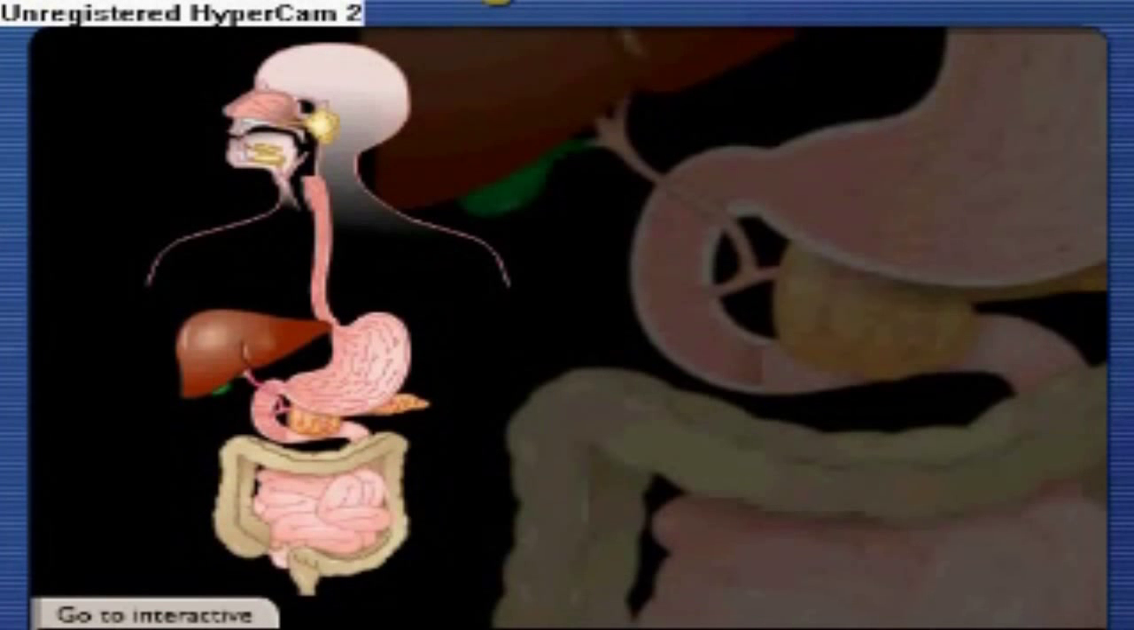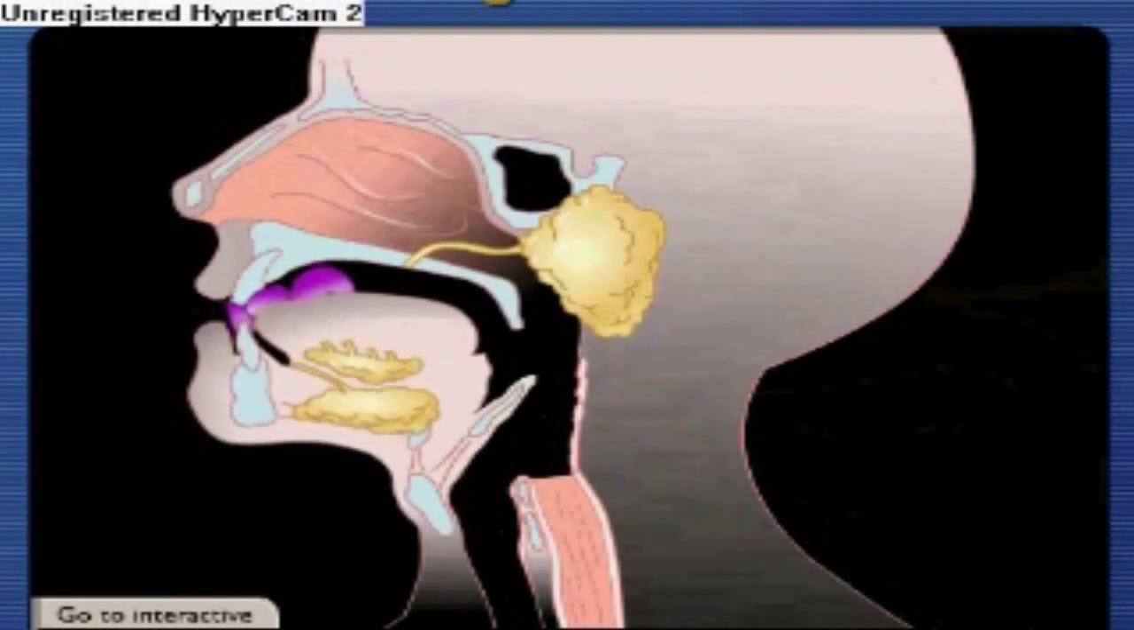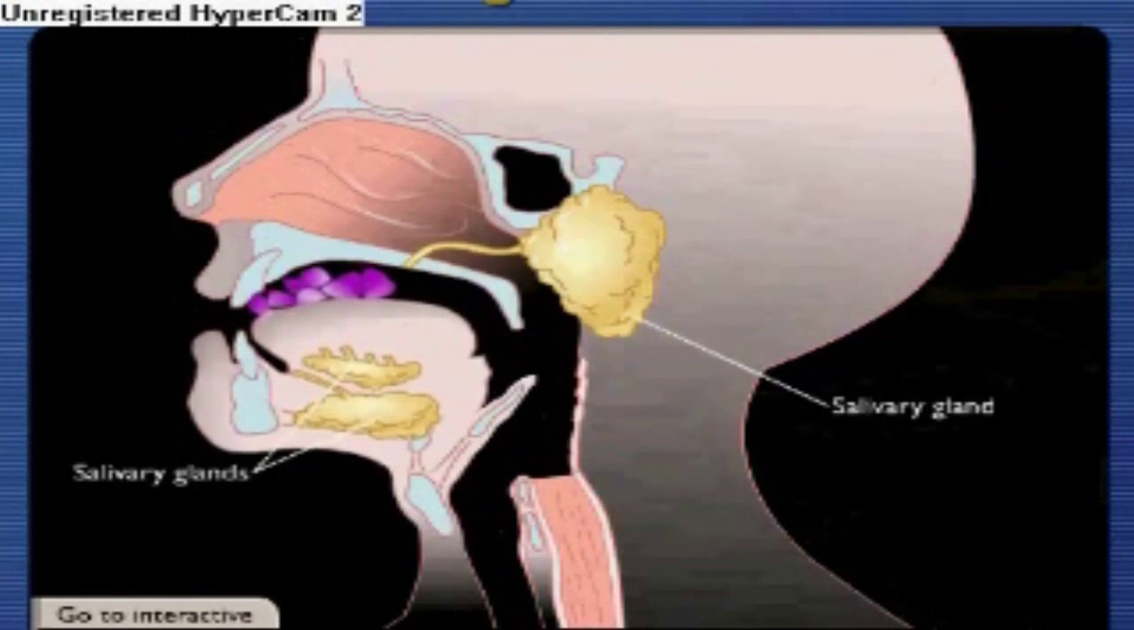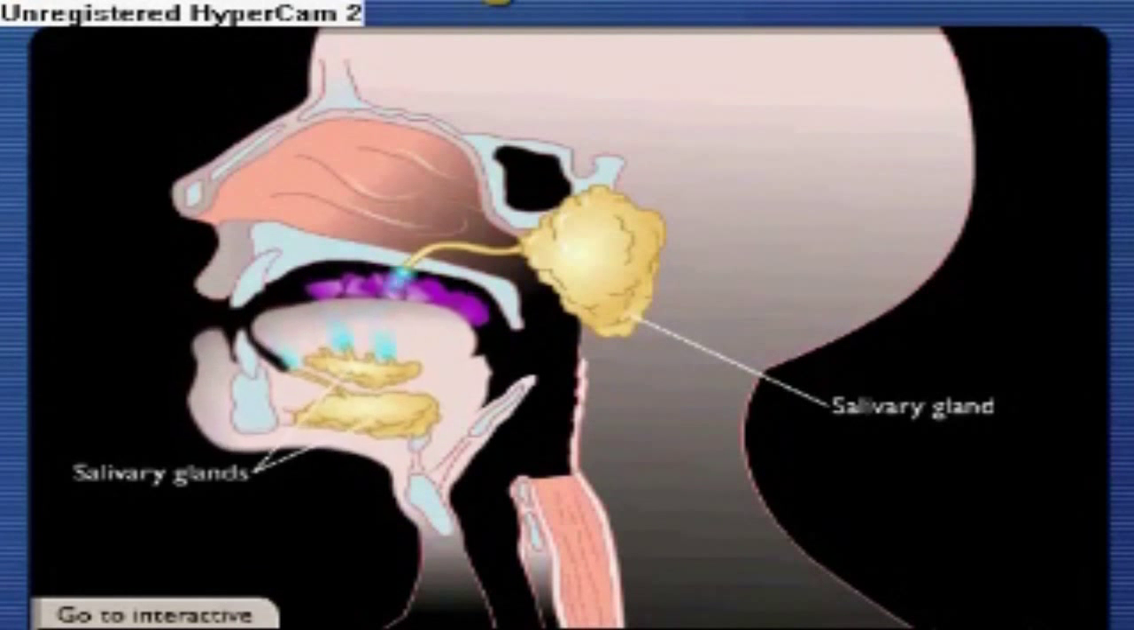The primary functions of the digestive system are the breakdown of food, called digestion, and absorption of nutrients. Digestion begins in the mouth, where the teeth break food into smaller particles during mastication. Salivary glands located near the oral cavity secrete saliva, which begins chemical digestion and keeps the food moist.